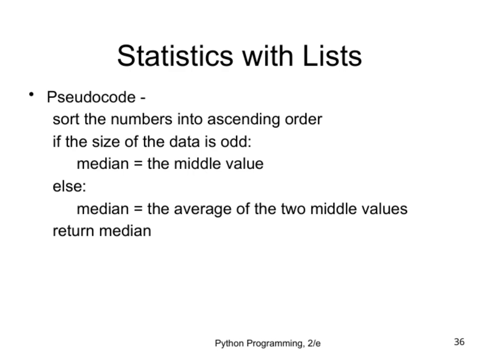If it's odd, the median is simply the middle value. That means the element at the index in the middle of the list. If the size is even, then the median is calculated by taking the average of the two middle values. These are the two central elements in the sorted list.